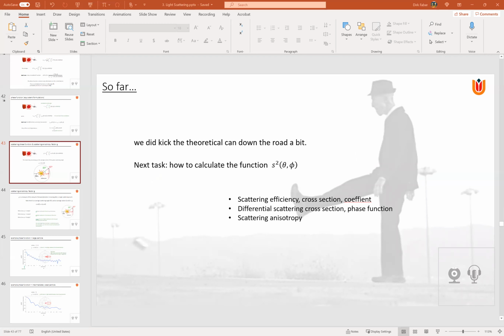Even though we covered quite a lot of ground, we did kick the can down the road a little bit, because we still have not defined this magical function S squared of theta and phi, and we will need that in the end at some point in order to define the scattering efficiency, the cross section, the coefficients, and all the other properties that we talked about.